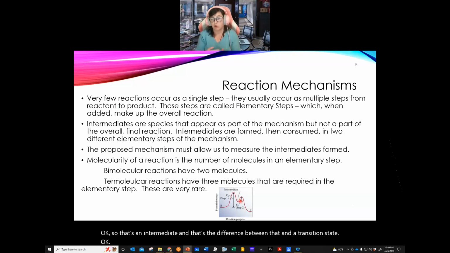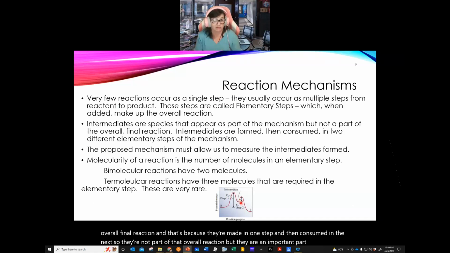Intermediates are species that appear as part of the mechanism, but they're not a part of the overall final reaction, and that's because they're made in one step and then consumed in the next. So they're not part of that overall reaction, but they are an important part of getting me from point A to point B. All right. So our proposed mechanism will allow us to measure the intermediates that are formed.